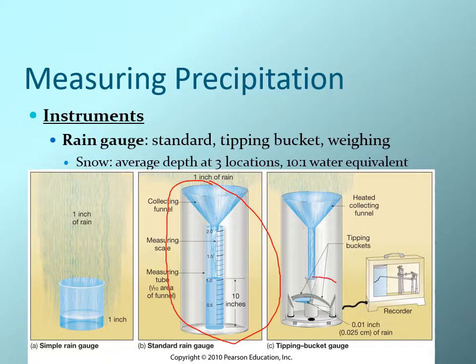Now, another really common way is measuring it using an automated gauge, a tipping bucket gauge. We actually have both of these at the weather station, but officially the National Weather Service does not like the automated rain gauges. They're not as accurate as your standard rain gauge.